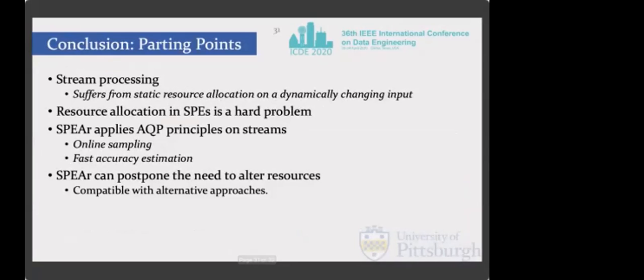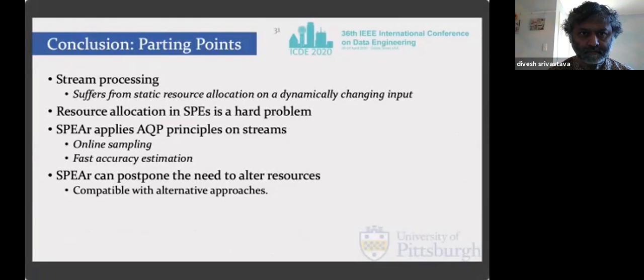In conclusion, resource allocation is a hard problem in the context of stream processing. SPEs underperform when input spikes occur. SPE shifts the processing paradigm of current designs and aims to postpone resource reconfiguration or performance drop. Finally, I invite you to read our paper for further details.